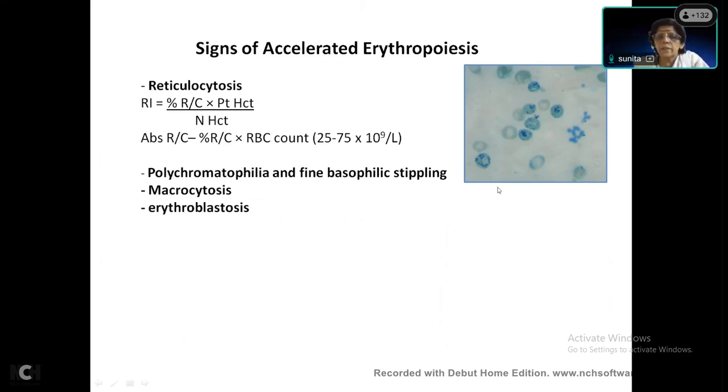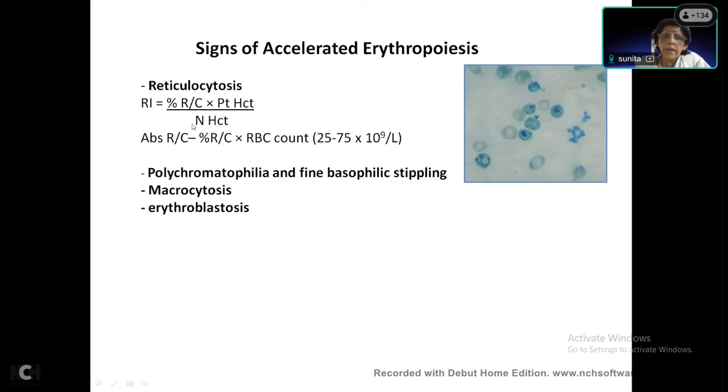But remember one thing, you are counting the retic count in the RBCs. Here are the RBCs. Now, if the patient is anemic, the number of RBCs will be less per field. So you will have a spuriously high reticulocyte count. That is why you do the corrected retic count. You multiply it by the patient hematocrit divided by the normal hematocrit for that age.